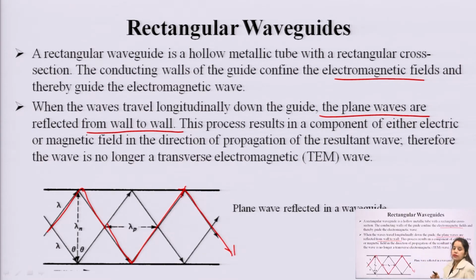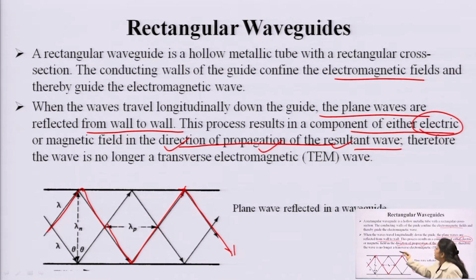So, the reflection continues. This process results in a component of either electric or magnetic field in the direction of propagation of the resultant wave. So, what we are saying is that due to this continuous reflection, electric field and magnetic field components exist in the direction of the propagation of the resultant wave. So, there does not exist a TEM.